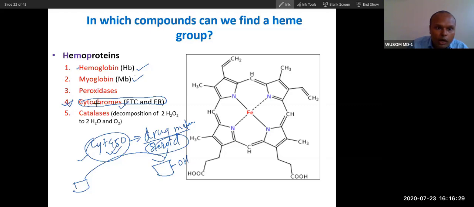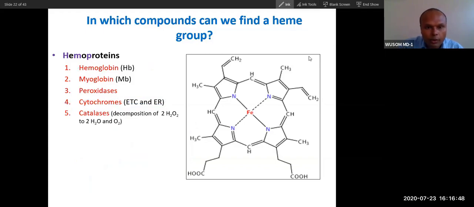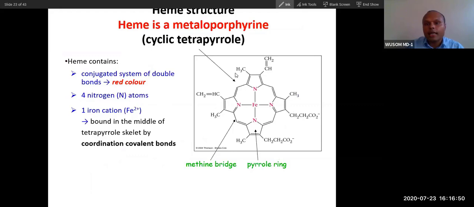The other two are peroxidases and catalases. You can remember this with a mnemonic: H and heme, HMP, heme proteins: hemoglobin, myoglobin, and peroxidases. At least you can remember that. And C and C, catalase and cytochrome, you will remember, so that you can remember almost all important heme proteins in that way. So as I have told you, heme has this at the center.